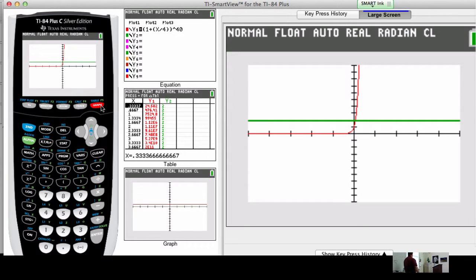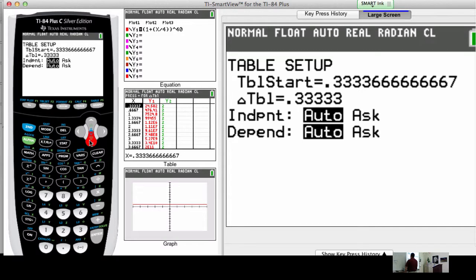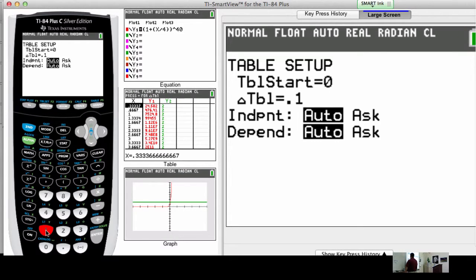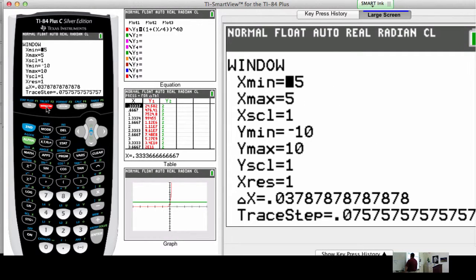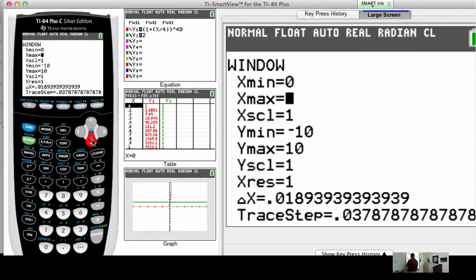So I'm going to change my zoom. But before I do that, let me change a few things. 0 and do 0.1, and then window. And let's do x from like 0 to 1, and let's do y from 1 to 3. Now you guys know why I picked those points?